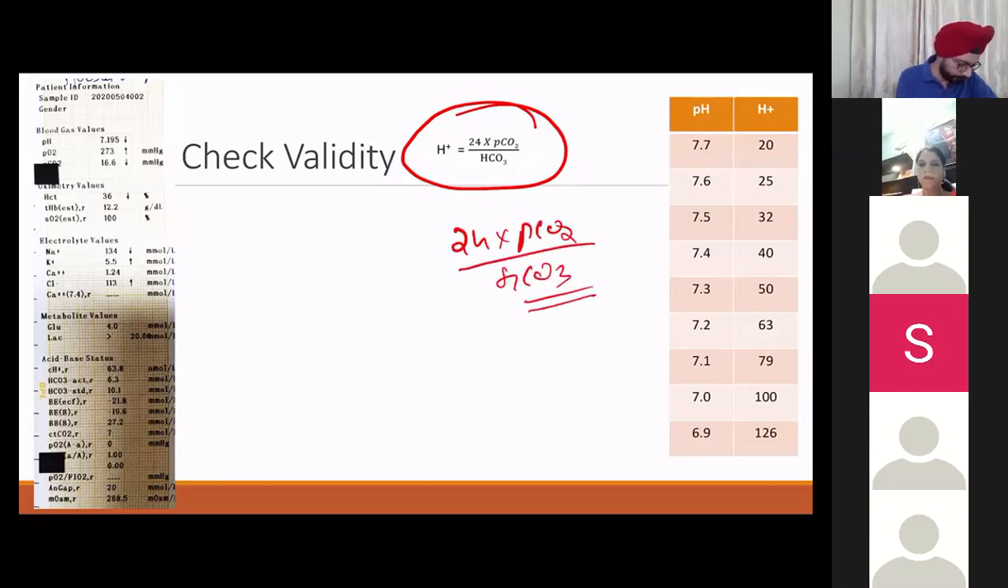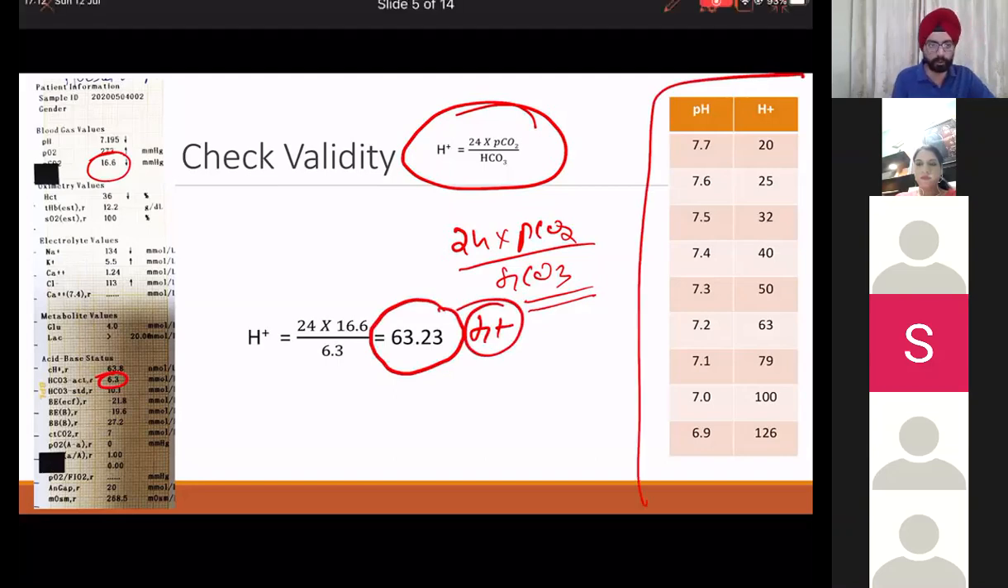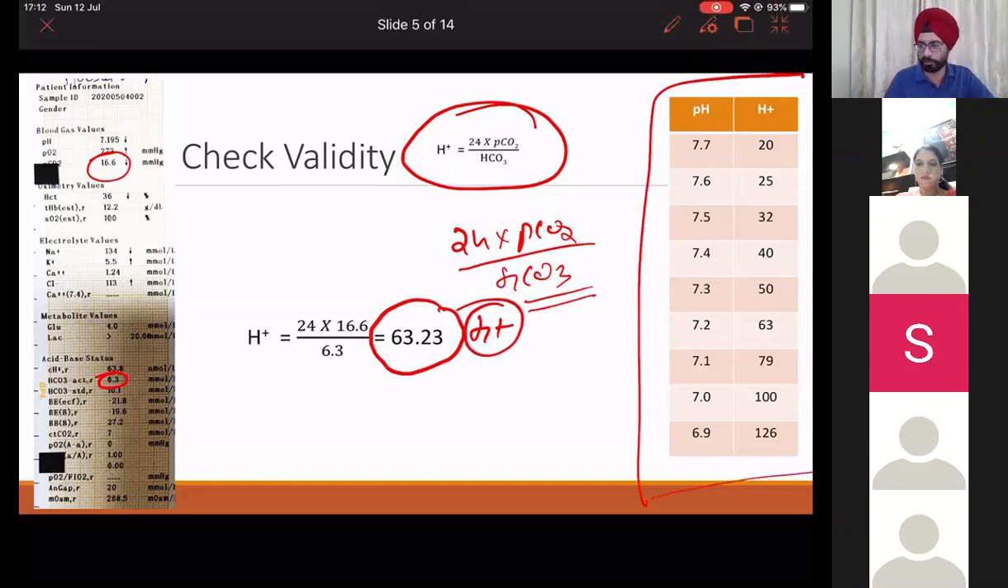In this ABG, what is the PCO2? 16.6. Okay, and bicarbonate is 6.3. So you apply this formula, 24 into 16.6 by 6.3, and this is the H plus ions you get. Now you compare this with the table that you've remembered or put up in your ICU or emergency department. This table says that at 63 H plus ions, the pH should be around 7.2. Now you look at the ABG, it is 7.195, which is almost equal to 7.2. And hence this ABG is valid, right?